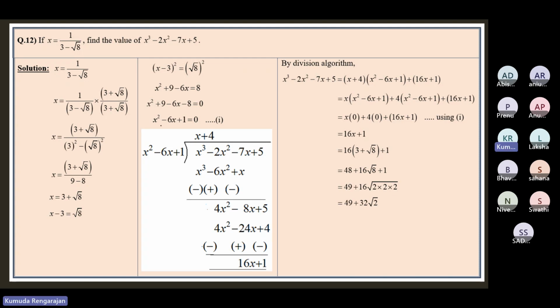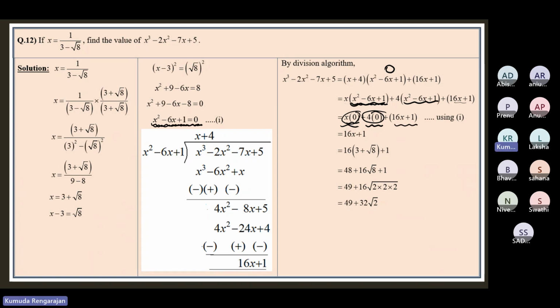Now, we know that the value of x square minus 6x plus 1 is 0. See here, x square minus 6x plus 1 is 0. You can substitute here also, children. So x into this one is 0, plus 4 into this one is 0. So x into 0, 4 into 0, and plus 16x plus 1. So what is x into 0? 0. 4 into 0, 0. So we have only 16x plus 1.